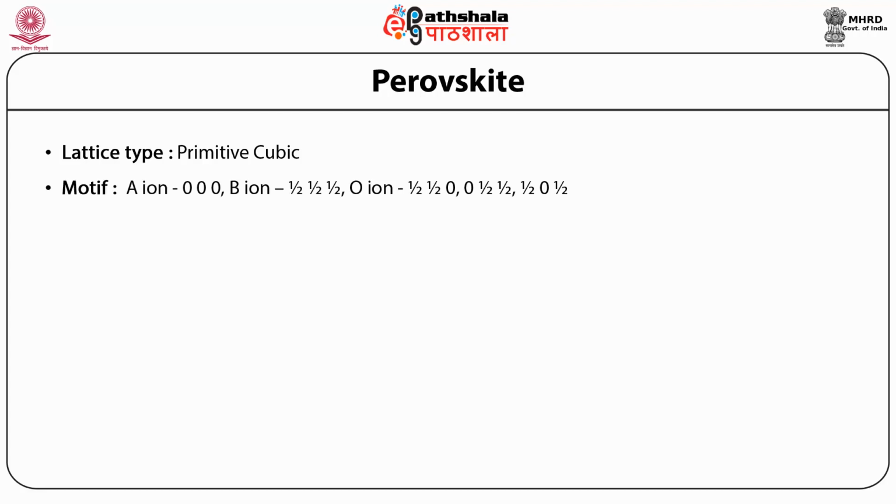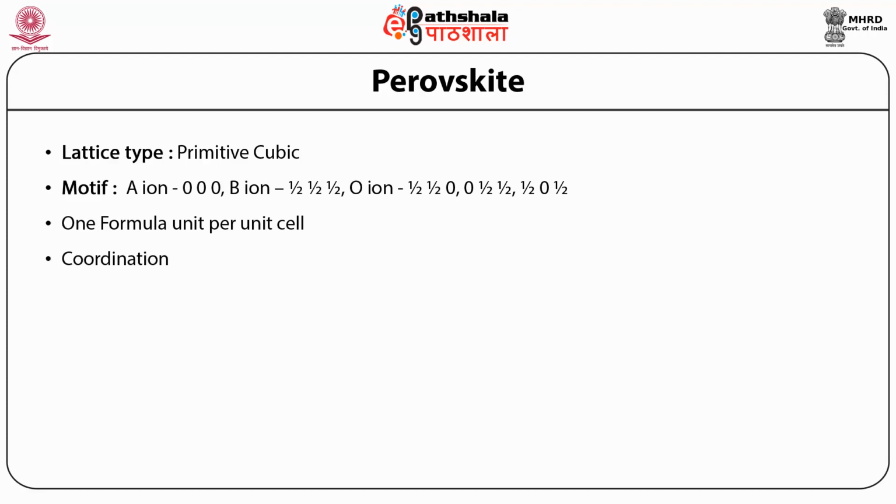The motif is 0, 0, 0 for the A ion, half, half, half for the B ion, and for the oxygen ions, it is half, half, 0; 0, half, half; and half, 0, half. So it has one formula unit per unit cell.